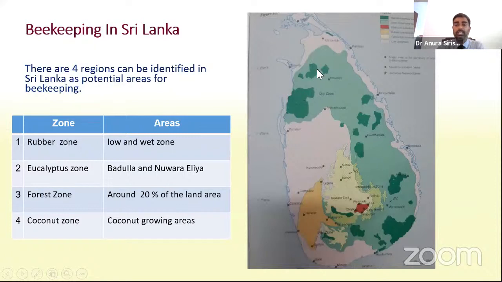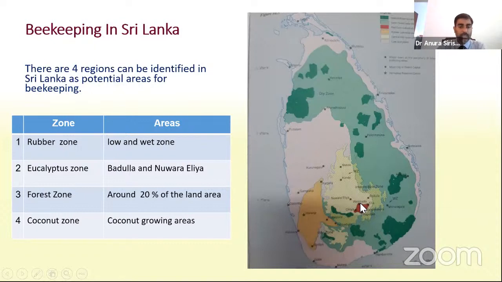Anyway, in these areas we can do beekeeping. And you can also see some red color patch here in the central highlands. These are the eucalyptus zones. Lots of eucalyptus plants are available, what we call the red gum zone also. Our bee research institute is located in this area, Bindurumava, Bandaravela, which is at a very high elevation in the country. This is the central highlands of the island.